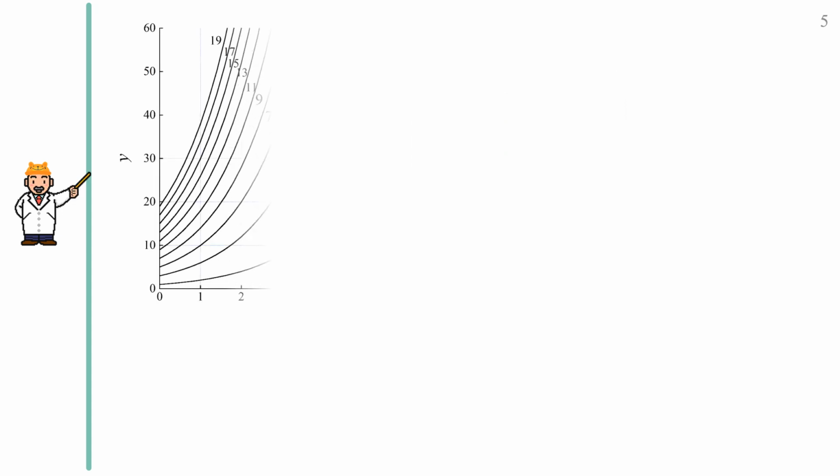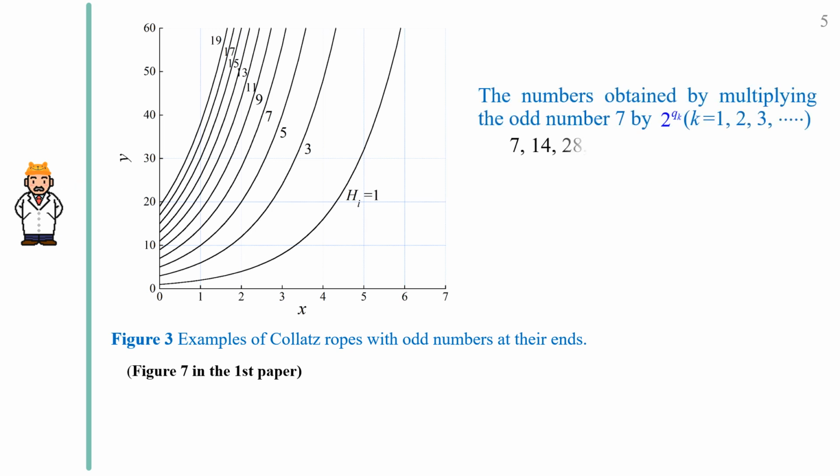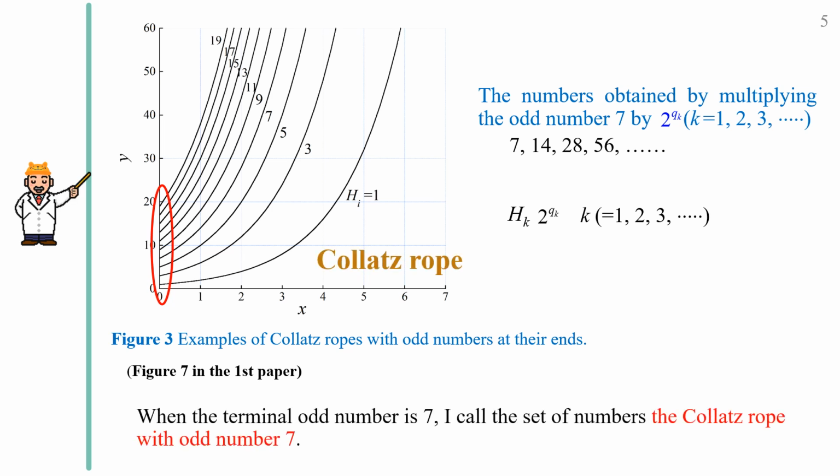Figure 3 shows the curves of h sub k times 2 to the power of q sub k, where h sub k takes values from 1 to 19. For example, the numbers obtained by multiplying the odd number 7 by 2 to the power of q sub k are 7, 14, 28, 56, and so on. Each curve consists of an odd number at its end, followed by numbers that increase by multiplying by 2. I name these curves Collatz ropes. To distinguish each rope, when the terminal odd number is 7, I call the set of numbers the Collatz rope with odd number 7.